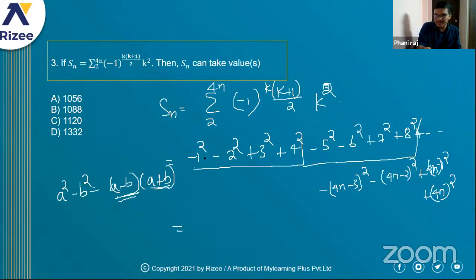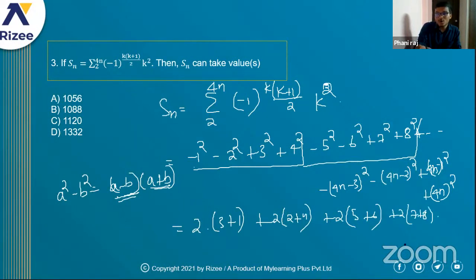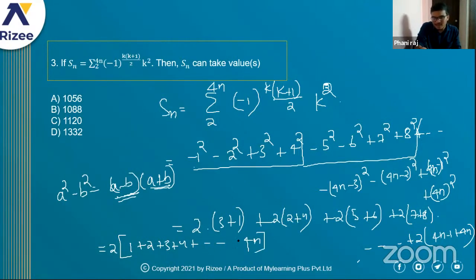Firstly, what is 3 square minus 1 square? That is 2 into 3 plus 1, plus, what is 4 square minus 2 square? 2 into 2 plus 4, plus 2 into 5 plus 6, plus 2 into 7 plus 8, and so on, plus 2 into 4n minus 1 plus 4n. Now if you simplify it a bit more, you can write the same thing as 1 plus 2 plus 3 plus 4, and so on and so forth. Correct? Now this is a standard form, the sum of 4n natural numbers. We all know the direct formula for it.